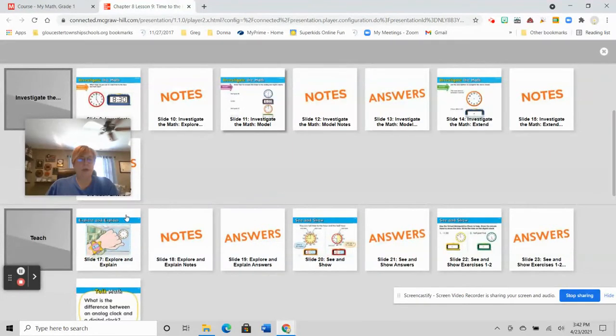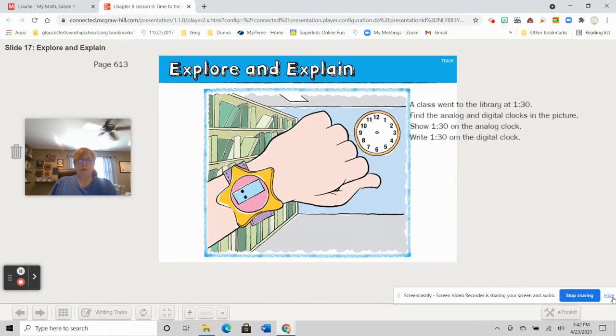All right, here we go. We are going to go to our workbook. And if you need to, turn to page 613. All right, pause and find that page. All right, so a class went to the library at 1:30. Find the analog and digital clocks in the picture. Show 1:30 on the analog clock. Show 1:30 on the digital clock. Pause and complete those things.